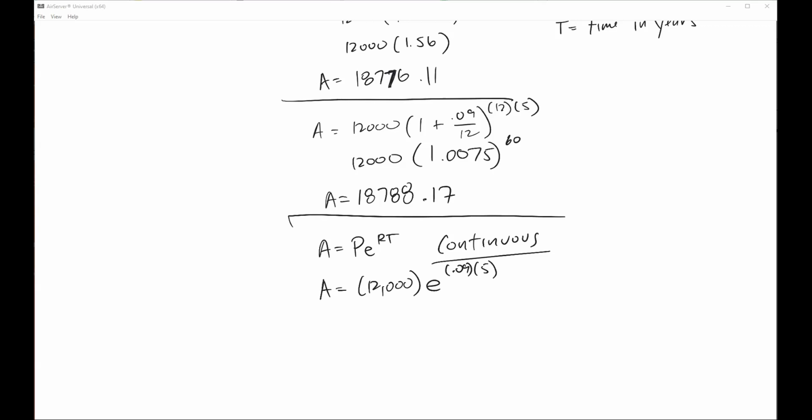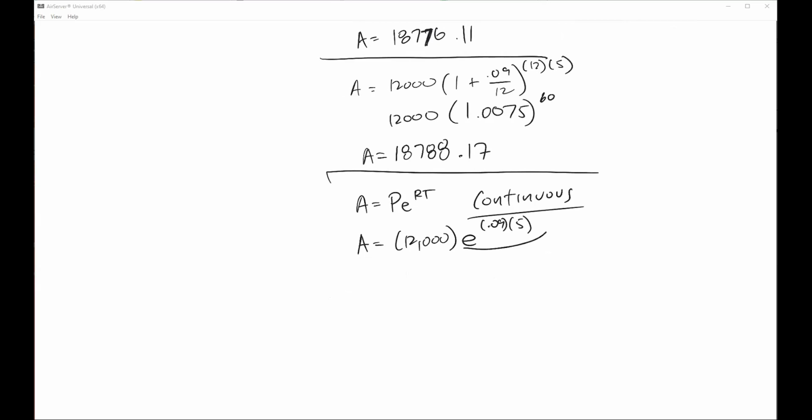I don't know if you guys can see it, but just trust me. And then 0.09 times 5. Get that. So this portion right here, if you put it on the calculator, it's about 1.56 again. And then you're multiplying that by 12,000. So A is equal to 18,819.